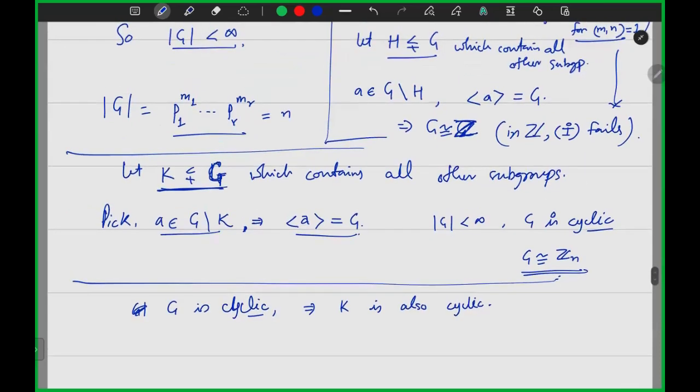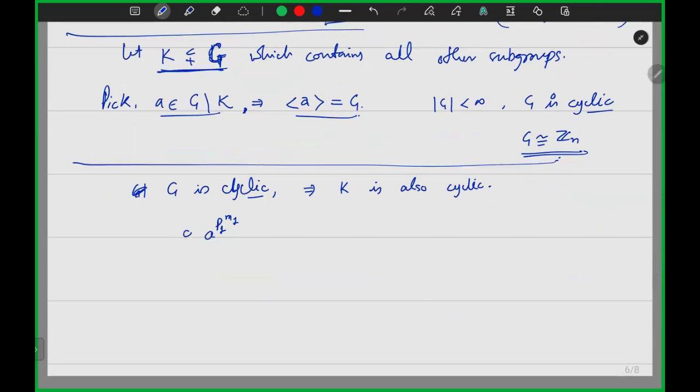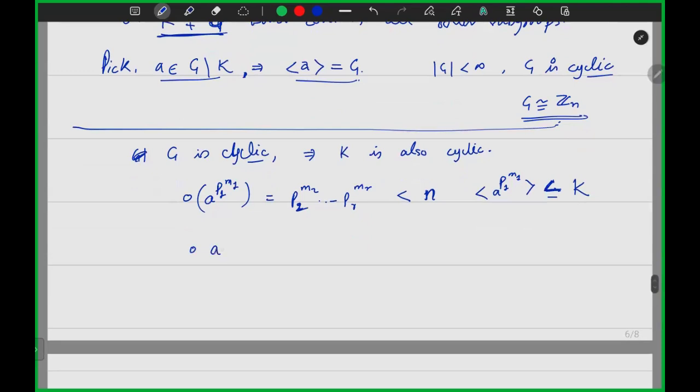Now we come to use that a to the power p_1^{m_1}, whose order is p_2^{m_2} and so on up to p_r^{m_r}, is less than the order of G. So the cyclic subgroup generated by a to the power p_1^{m_1} would be a subgroup of K, because all proper subgroups are contained in K. Also note that a to the power p_2^{m_2} and so on up to p_r^{m_r} has order p_1^{m_1}, which is also less, and this implies the cyclic subgroup generated by it is also contained in K.